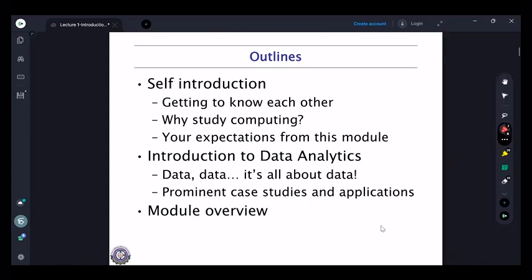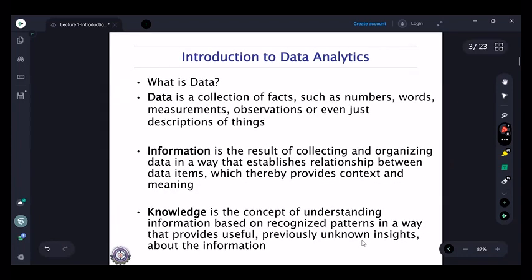Yeah, but actually that is right, as you mentioned, the data is actually the raw fact, the raw materials. A collection of facts, such as numbers, words, measurements, observations, or even just descriptions of things. That is the data, just a collection of facts: numbers, words, letters, measurements, or even observations.